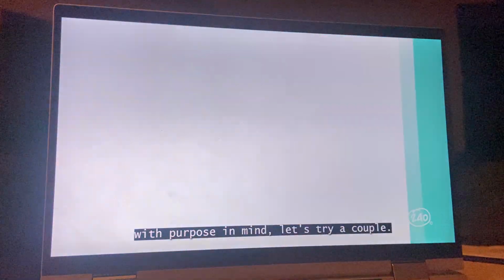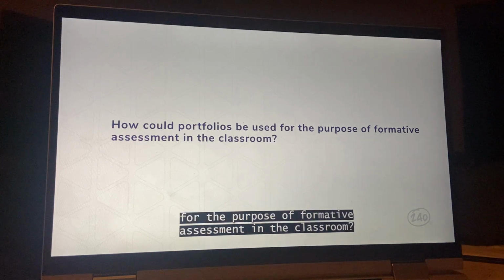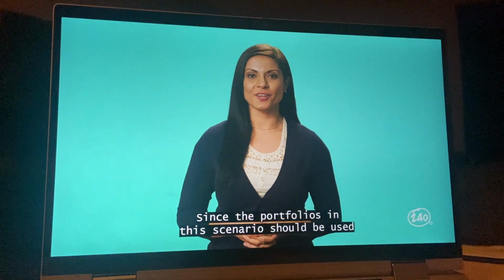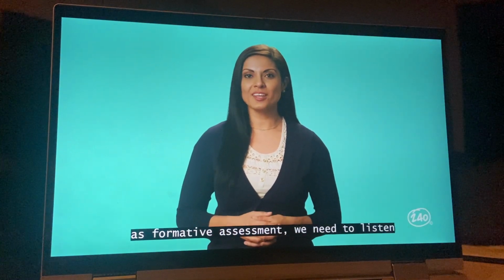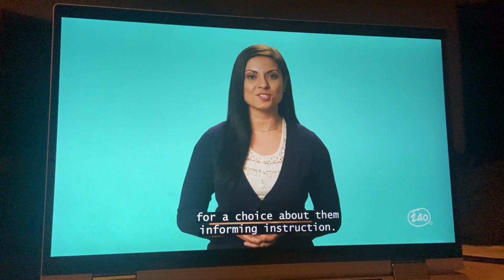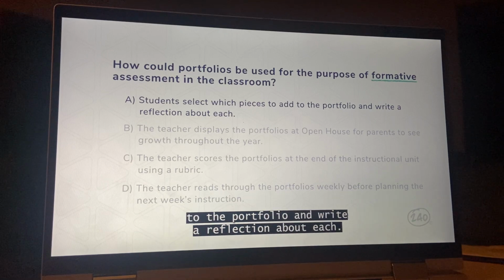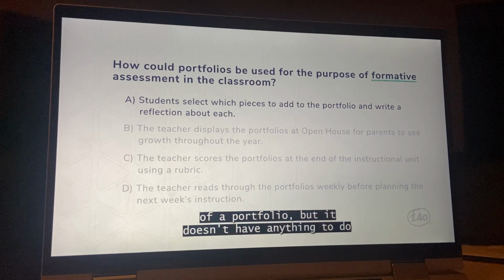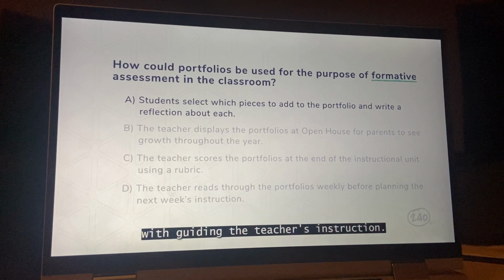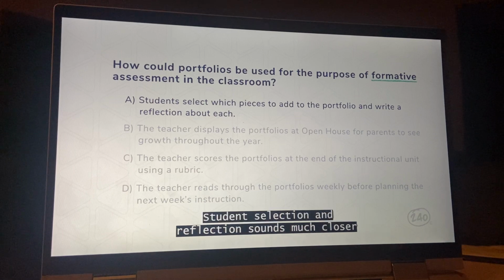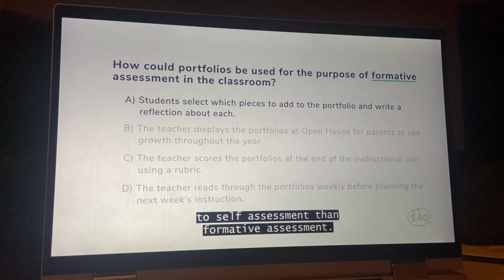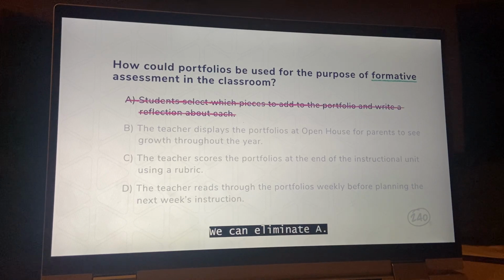Let's try a couple. How could portfolios be used for the purpose of formative assessment in the classroom? Since the portfolios in this scenario should be used as formative assessment, we need to listen for a choice about them informing instruction. A. Students select which pieces to add to the portfolio and write a reflection about each. This sounds like a description of common elements of a portfolio, but it doesn't have anything to do with guiding the teacher's instruction. Student selection and reflection sounds much closer to self-assessment than formative assessment. We can eliminate A.